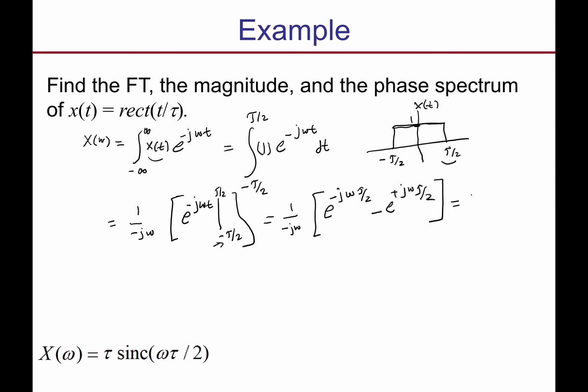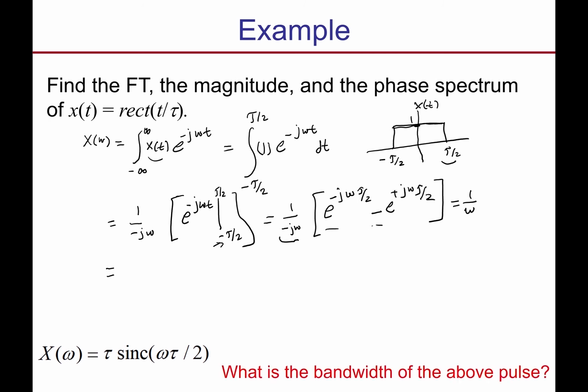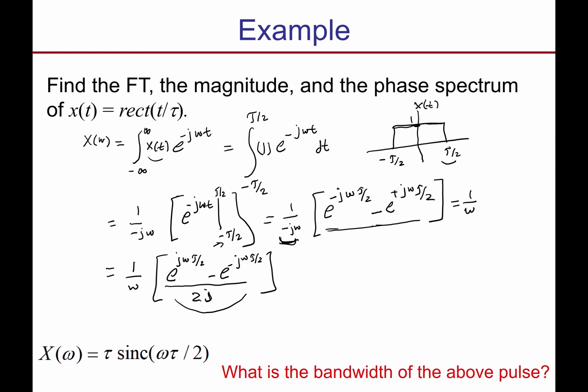And this will be 1 over omega, or let me write it here. So the minus j, I'm going to multiply it here and here. So I will get 1 over omega, times e to the j omega tau over 2 minus e to the minus j omega tau over 2, and the j is here. So I multiplied minus j times this. The minus will make this minus into plus, and the j will come here. I want to convert this to a sine function. So I'm going to multiply here by 2, and I divide here by 2. And this will be 2 over omega sine of omega tau over 2. And that's the answer. The X of omega of a rectangular pulse is a sinc function.